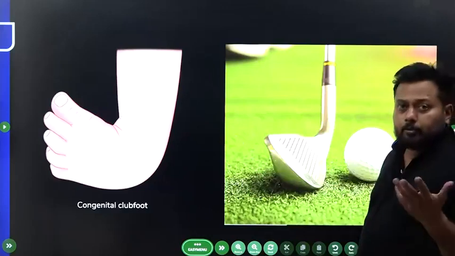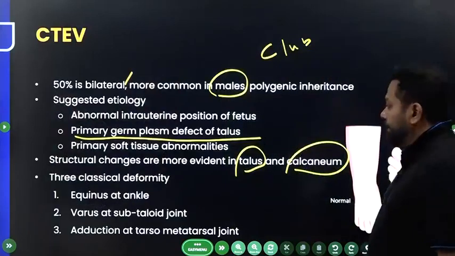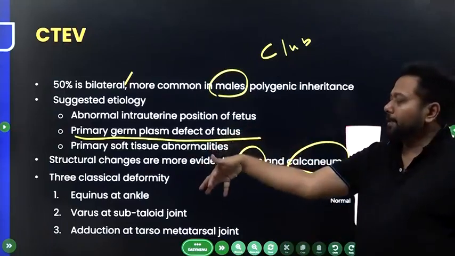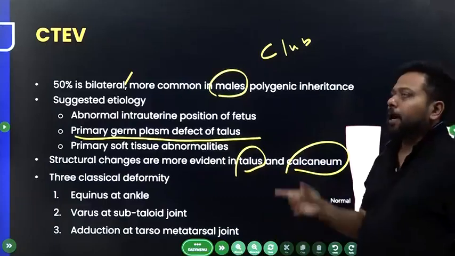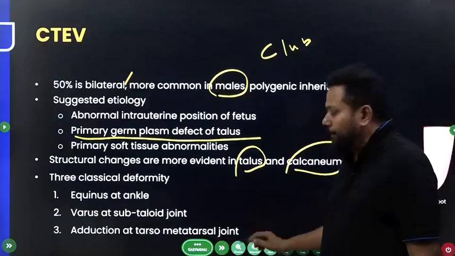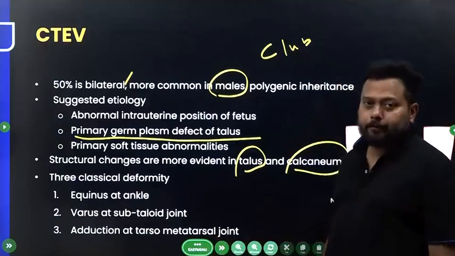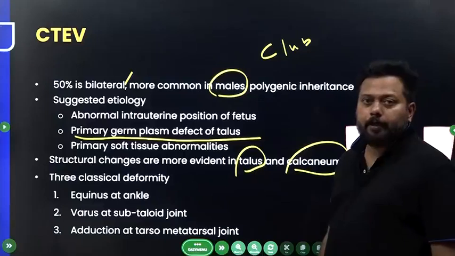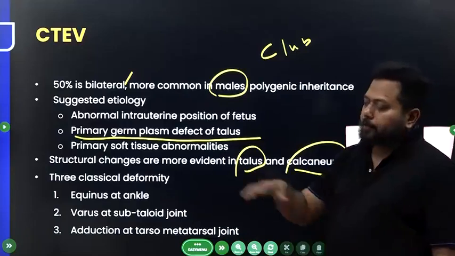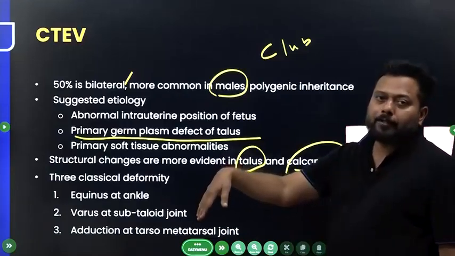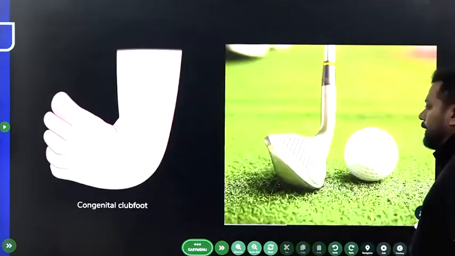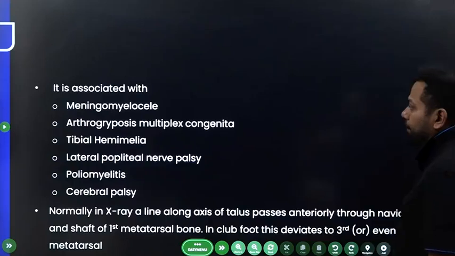Exactly, that looks like that. So that's why it's called a club foot, right? And the 3 classical deformities are equinus at ankle, varus at subtalar joint, and adduction of the tarsometatarsal joint. This is called adduction of the tarsometatarsal joint, otherwise called forefoot adduction. The tarsometatarsal area is the forefoot, the heel is the hindfoot. So forefoot adduction, equinus, like a horse foot, at the ankle, varus at subtalar joint. These are the 3 primary deformities of congenital talipes equinovarus.